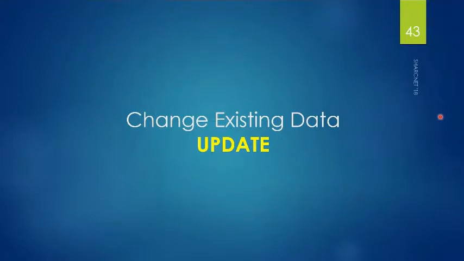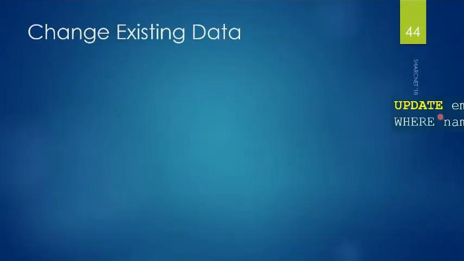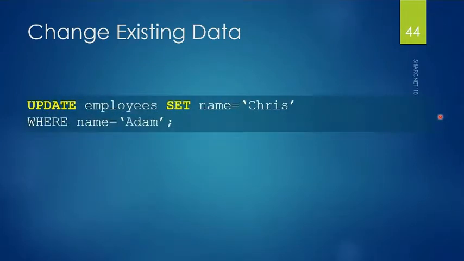So, but we need to move on from select into update. So we want to change existing data, and the command we're going to use is update. The update command takes your table name, the set command, so it's going to set the column name to the value you want, where you've got some qualifying information. So it'll select all rows that qualify with your where clause and change the value.